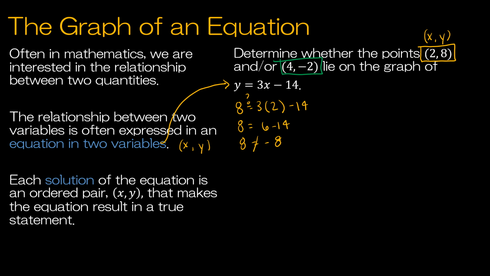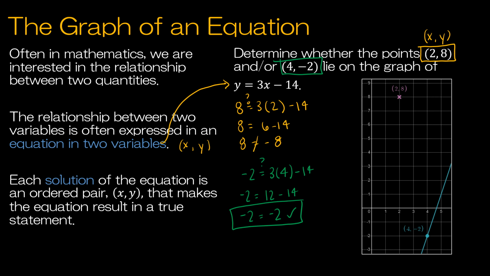Let's look at (4, -2). Y is -2, x is 4, and we're saying, is this true? -2 equals 12 minus 14, -2 equals -2. That is true. So when we graph this, we should see that (4, -2) is in fact on the graph of the equation. And just quickly, I showed you a picture where (2, 8) is obviously not on the line, and (4, -2) is on the line.